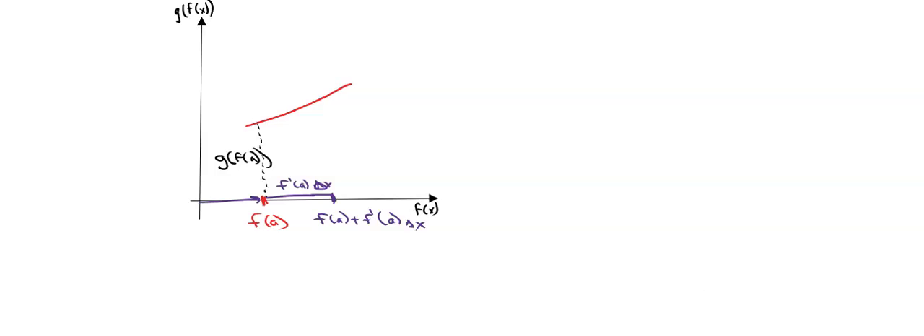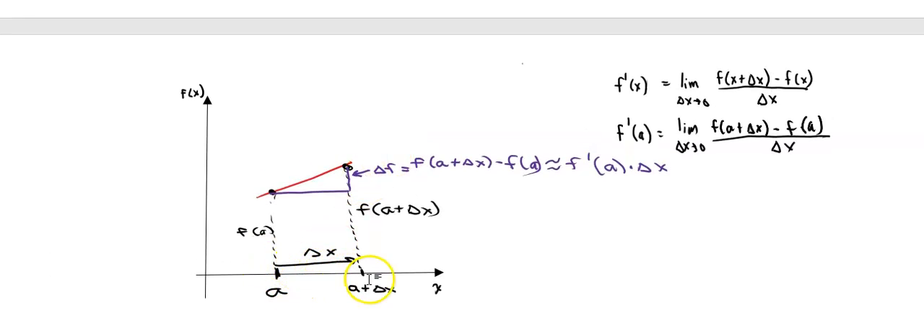Now that input of f of a plus f prime of a times delta x is going to produce an output. And that output, that vertical length, is going to be g of f of a plus f prime of a times delta x. Now I know it gets to be a little bit of a mouthful compared to up here where it was just a plus delta x. Now it's f of a plus f prime of a times delta x as we move over a horizontal distance, producing a new output, g of all of that.